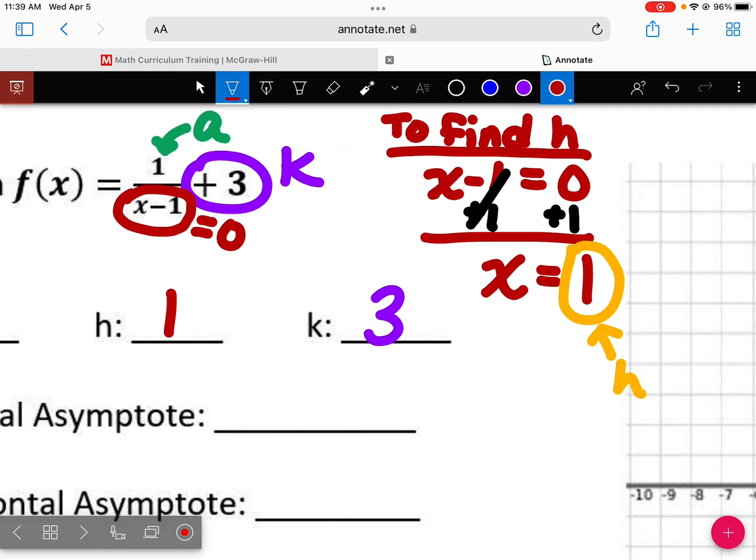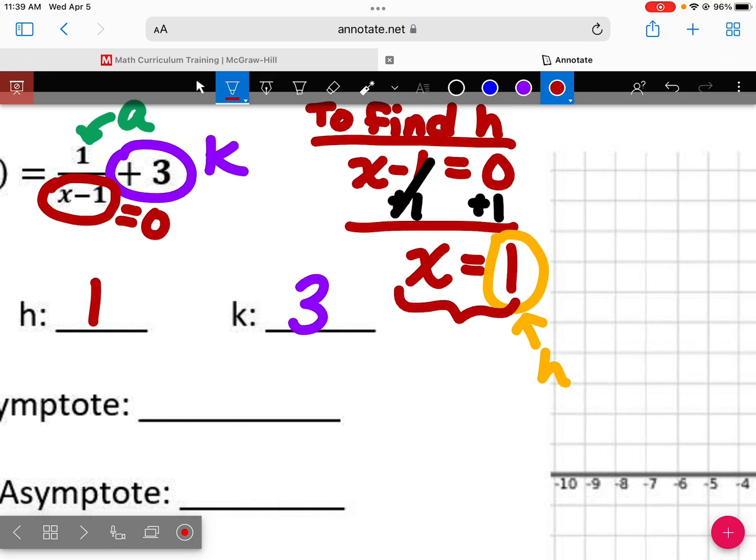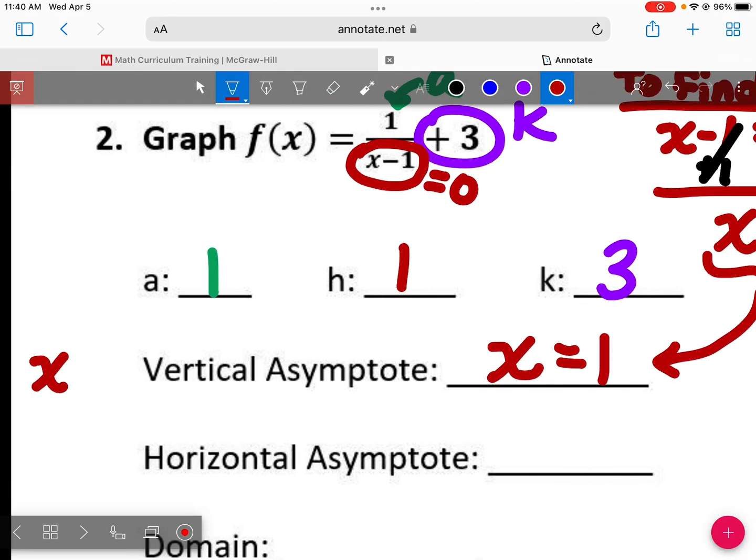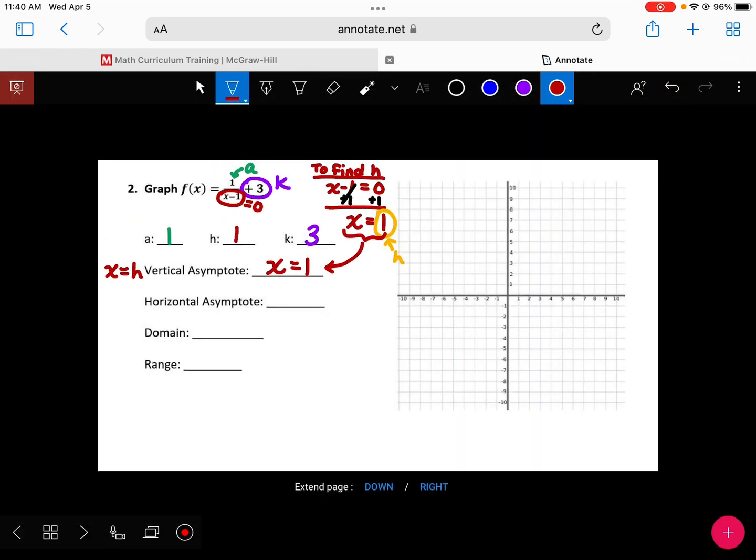So h is 1. But the whole equation, the x equals 1, is what? It's my vertical asymptote. Remember, my vertical asymptote is going to be x equals h. I want to use that equation to figure out where to put it on my graph.